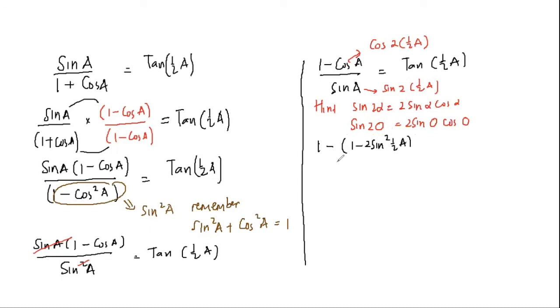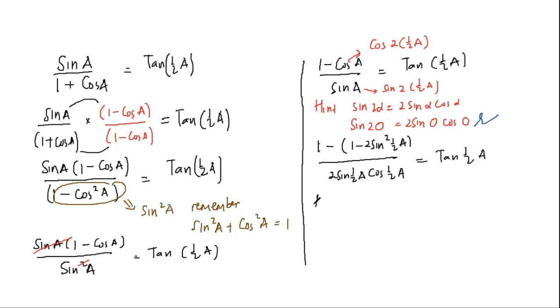Is it clear to you? Yes, sir. Over sine A, 2 sine a half A cosine a half A. Is it clear to you? Okay, sir. Equal tangent a half A. Is it correct? Yes, sir. Remember this one. So we assume a circle is a half A. Is it correct? Yes, sir. Okay, go.